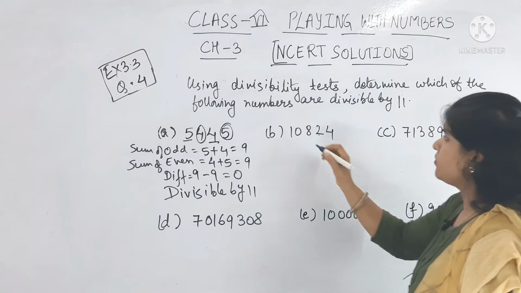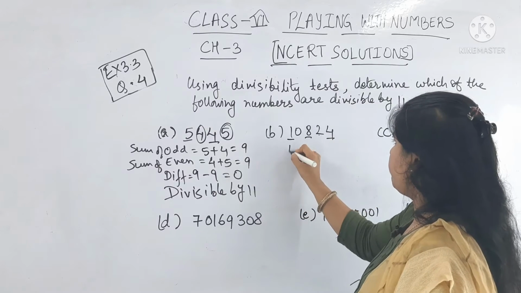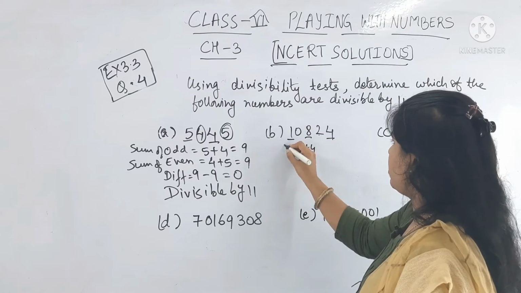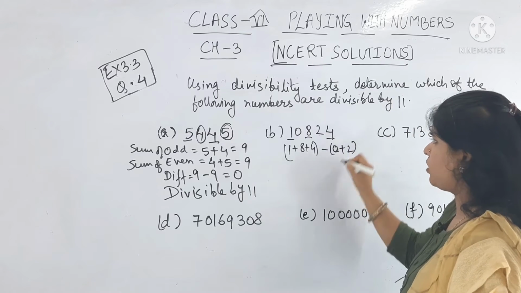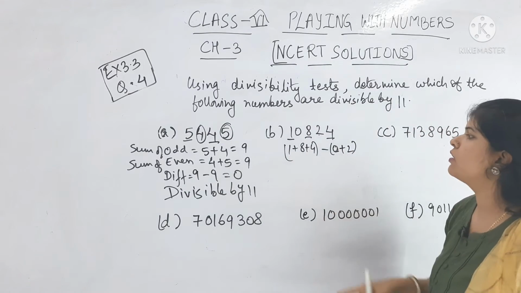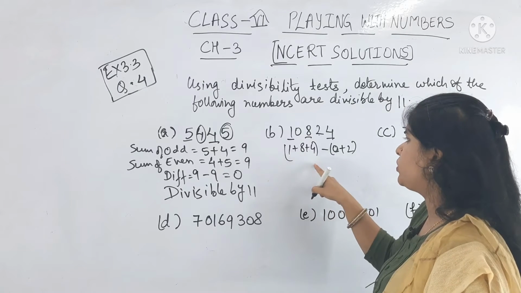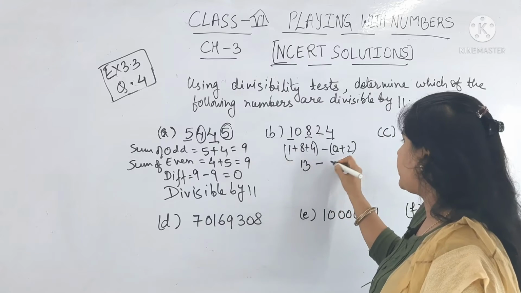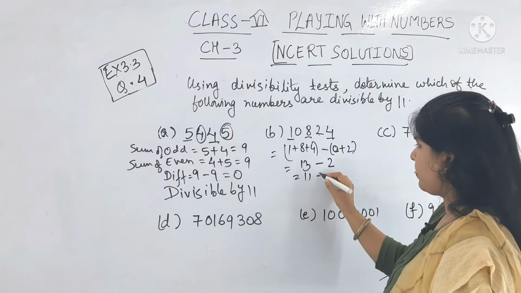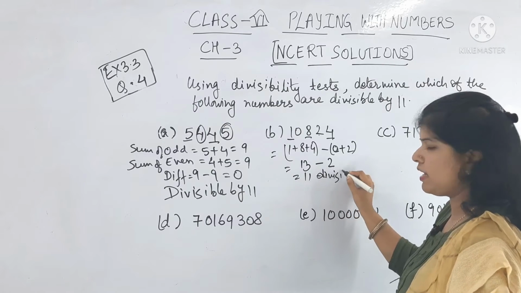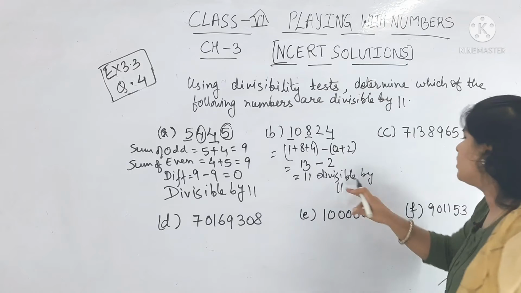Okay, here 1 plus 8 plus 4 minus 2 plus 0 plus 2. So 8 plus 1 is 9, 10, 11, 12, 13. 13 minus 2, so I am getting 11, which is divisible by 11. Yes, 11 comes in the table of 11, so this is divisible by 11.